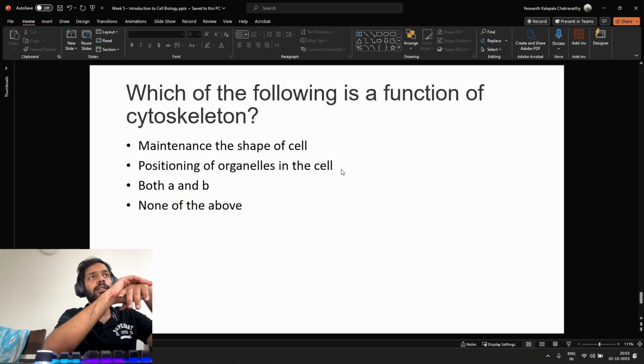Okay, which of the following is a function of the cytoskeleton? Maintenance of the shape of the cell, positioning of the organelles in the cell, both A and B, none of the above. Both A and B. Right. They help in both maintaining the shape of the cell as well as positioning of the organelles within the cell. Okay.